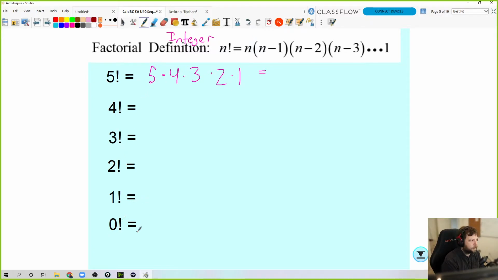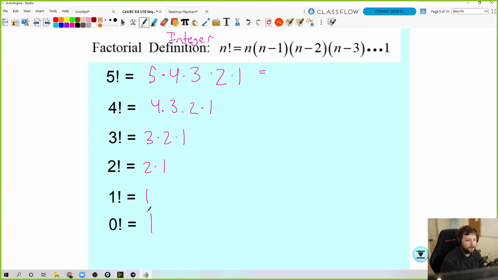Or maybe let's start at 0 factorial. No, so 4 factorial will be 4 times 3 times 2 times 1. This would be 3 times 2 times 1. This would be 2 times 1. 1 would just be 1. What's 0? Well, 0 is also 1. That's the rule for factorials.